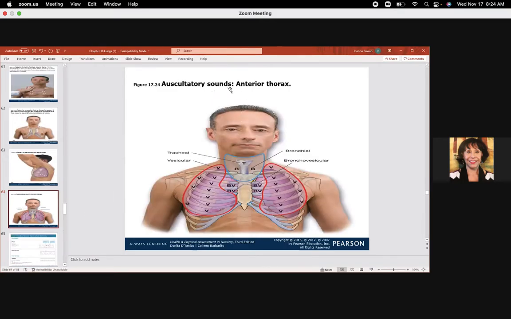This is the auscultatory sounds, anterior. This is what we mentioned. Remember that if you auscultate over the tracheal area, of course you are going to hear tracheal sounds. If you auscultate around the bronchus, you will hear a bronchial sound. And the bronchovesicular, you can see it right on the sides of the breastbone right there. And of course, most of the breath sounds that you will hear will be vesicular. See how many V's there are in there?